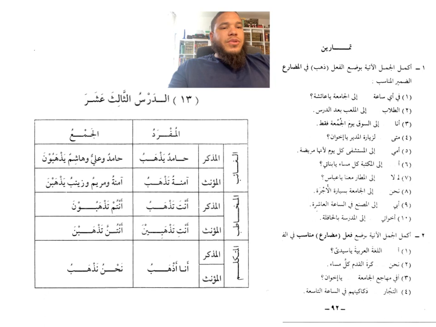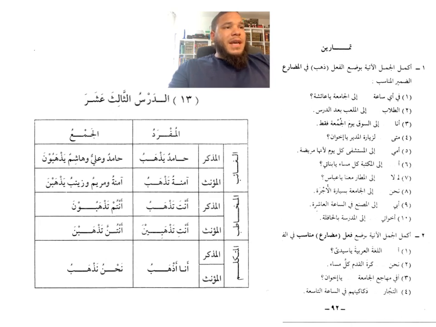So it gives you examples now of the conjugation of the verb in the present tense. حامد يذهب، حامد وعلي وهاشم يذهبون. So just showing you the difference between each of these types of people: who's speaking, who's been spoken about, who's been spoken to. Okay, for masculine, feminine, singular, and plural. So this is something to revise.